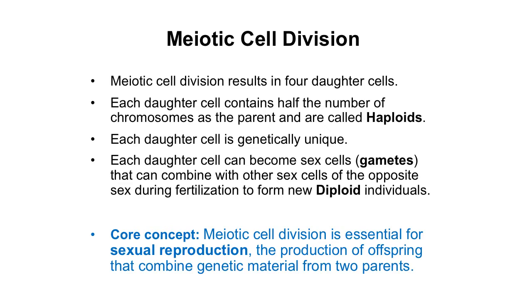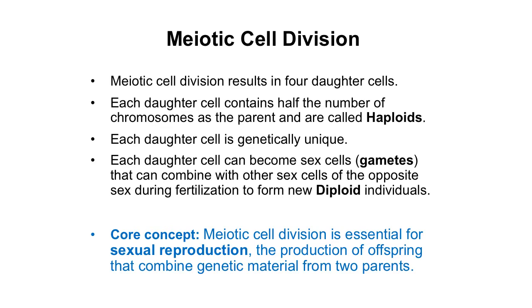Let's have a quick overview of meiotic cell division before we go into details. First, meiotic cell division results in 4 daughter cells. So this is in contrast with one cycle of mitosis where you end up with 2 daughter cells. And each daughter cell contains half the number of chromosomes as the parent and are called haploids. Again, this is in contrast with mitotic cells where you still end up with the same number of chromosomes and the daughter cells still remain diploids in the case of obviously diploid cells.